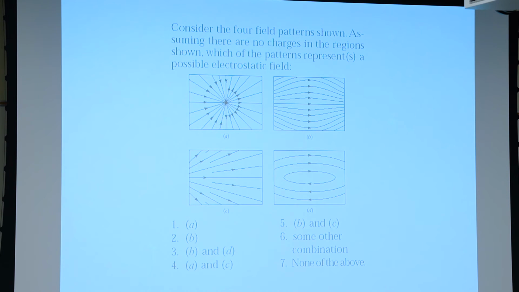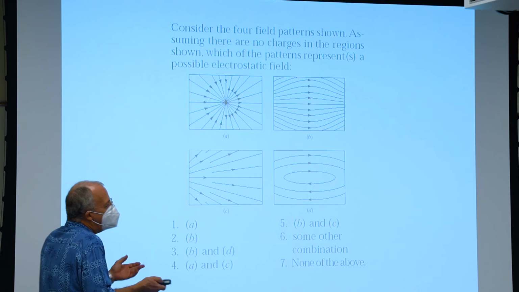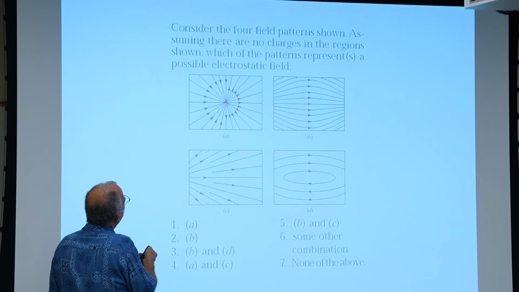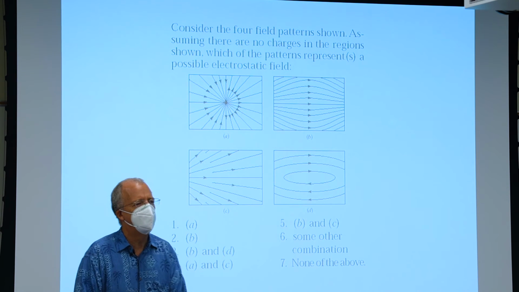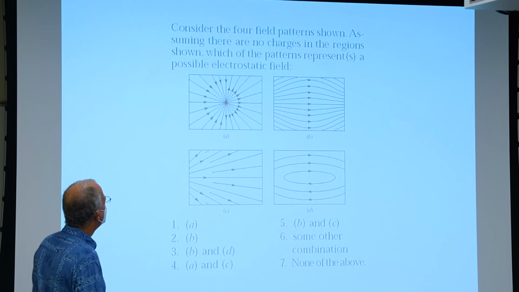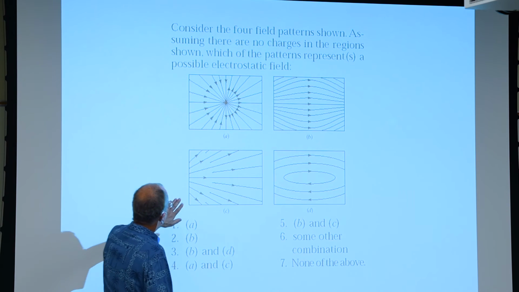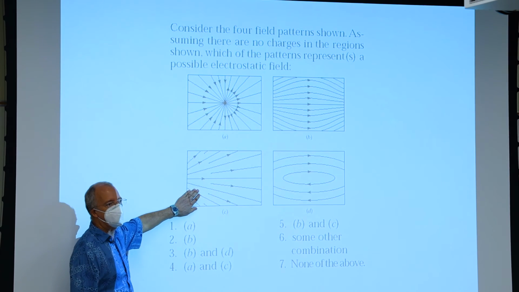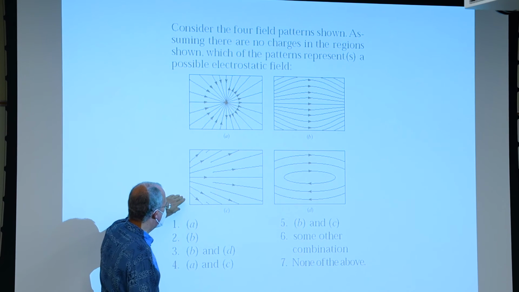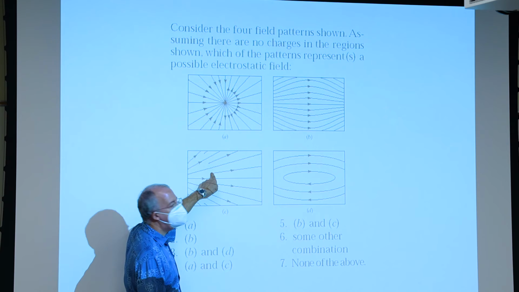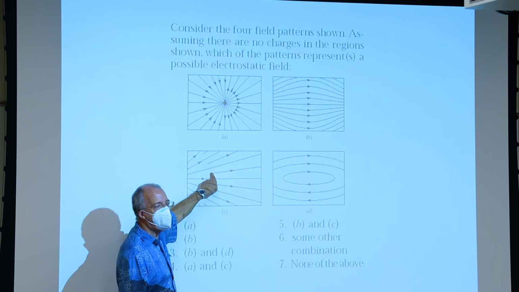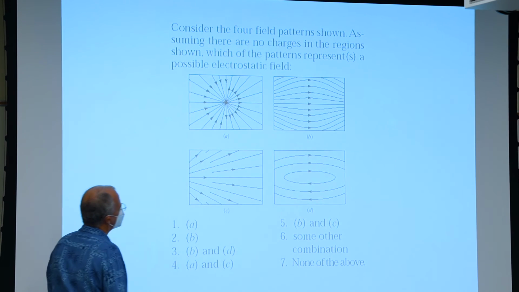Okay, is A possible? No. Why not? Two different directions. It would have to be positive and negative at the same time. Does that make any sense? No. You can't do that. Is this one possible? No. Why not? Because it starts in the middle. What would have to be there? A charge. But they said there's no charges.